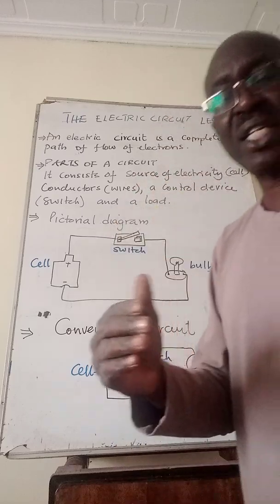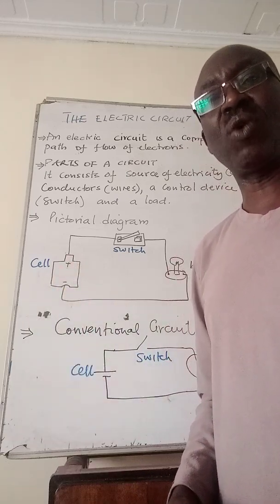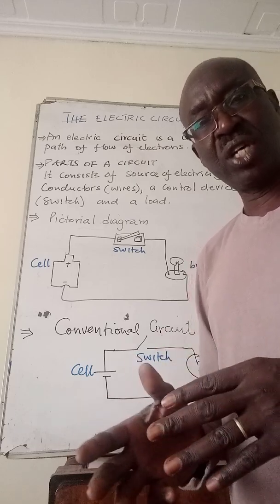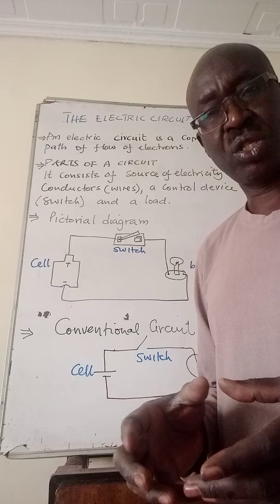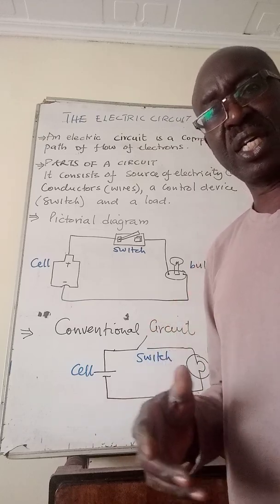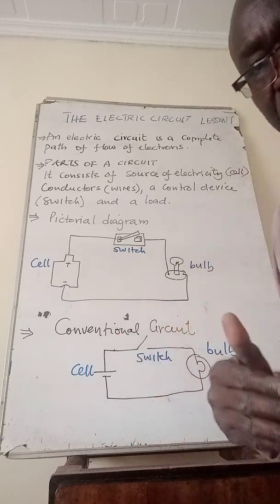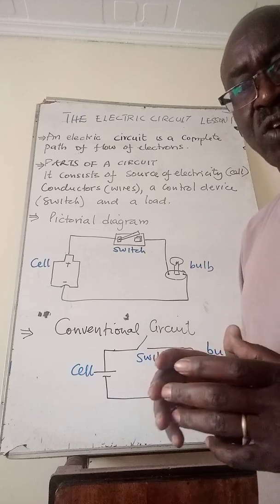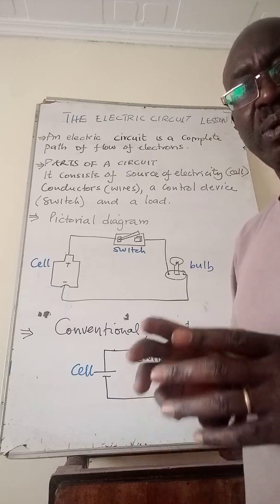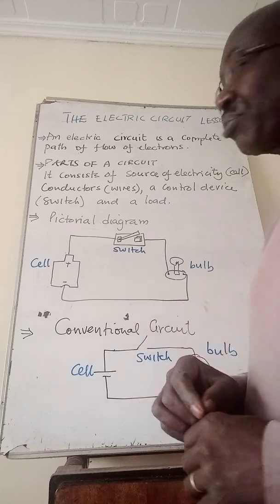Okay, so that is already covered in electrostatics 1, where you deal with the electrons, the negative charge, the positive charge and the neutrons. It is only the negative charges that can move. But I will remind you later, not at this stage. At this stage, our focus is what is an electric circuit? A complete path of flow of electrons.